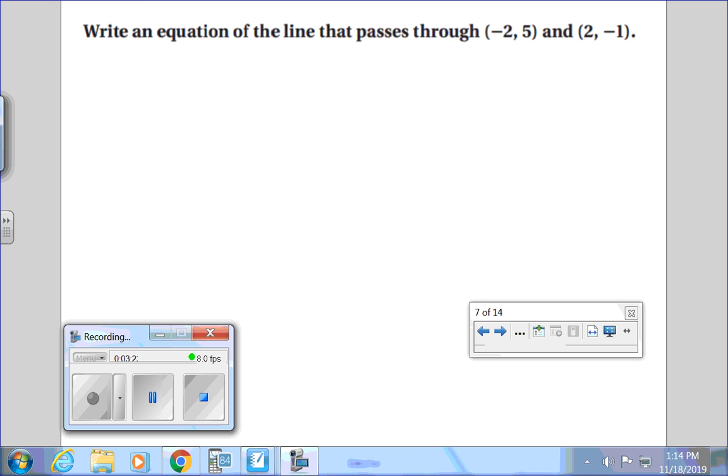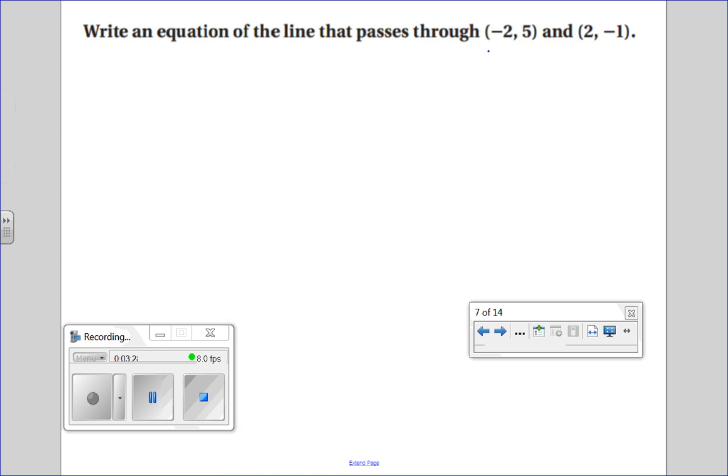Uh-oh, looking like we're getting a little bit harder. Let's look at what they've given us. We've got a -2, 5. That's an x and a y value. And we've got a 2, -1. That's an x and a y value. So we need a slope and an intercept. Did they give us a slope? No. Did they give us the intercept? No. Oh, they're making us do so much work.